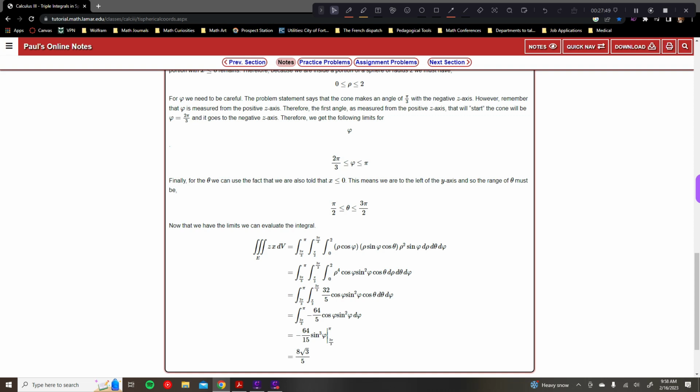All right, so that's all I have. I know these are a little tricky to set up because we have to start thinking more and more in 3 dimensions, but I think we'll get there.